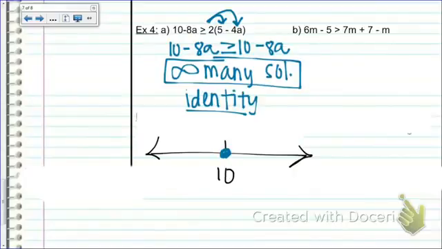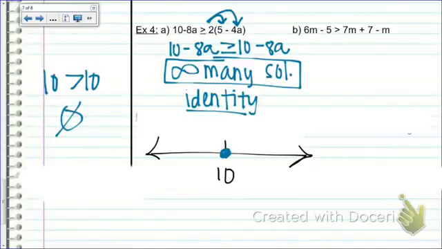What if I didn't have the equal sign and I just had 10 is greater than 10? Is that possible? No, so that would be no solution. Okay, so having the equal sign underneath is super important because 10 greater than 10 is not possible because they're equal. Does that make sense? I think, though, if it ever comes out this way, it will always have the equal sign. But let's take a look at B.